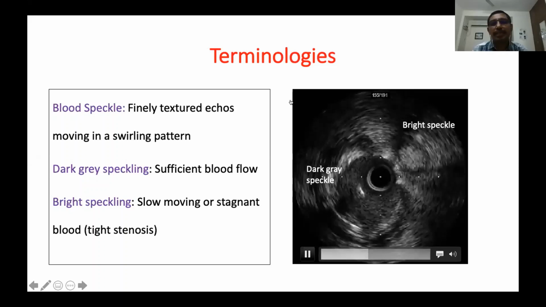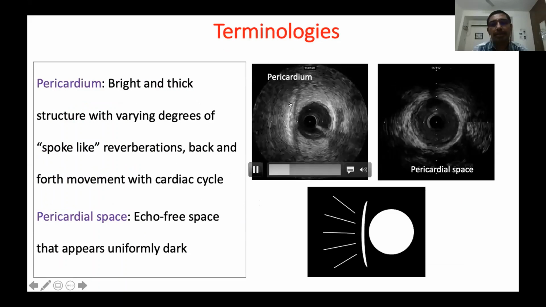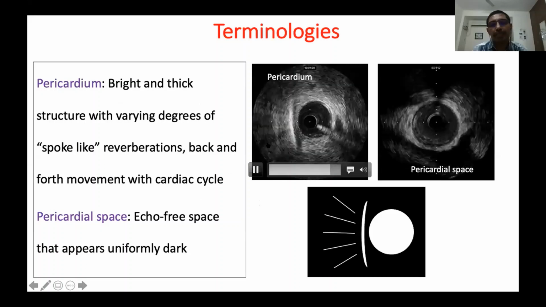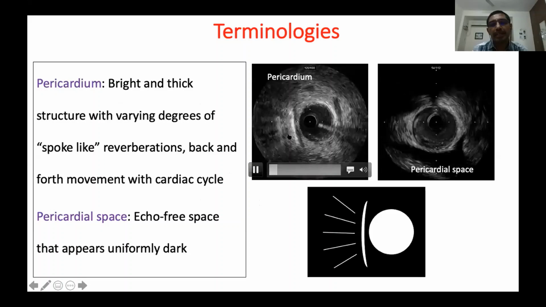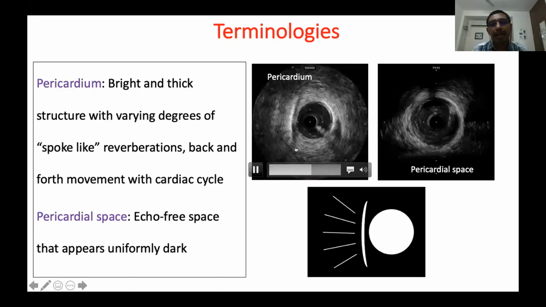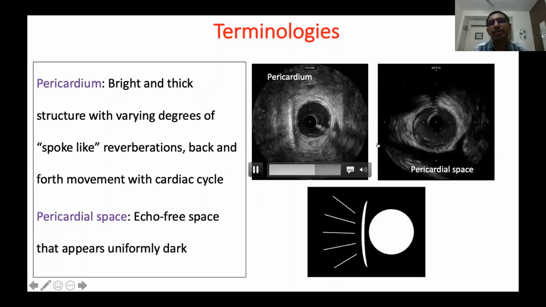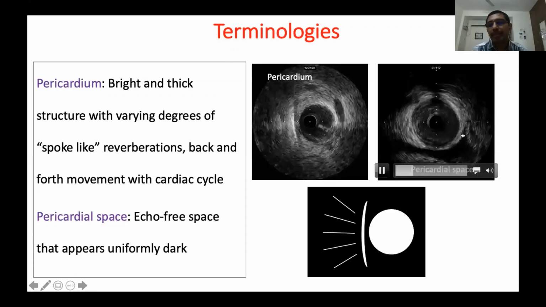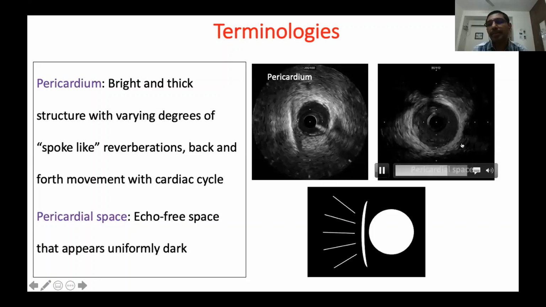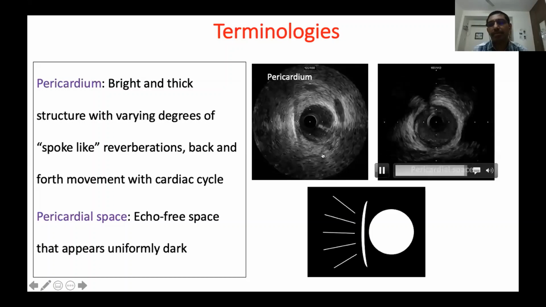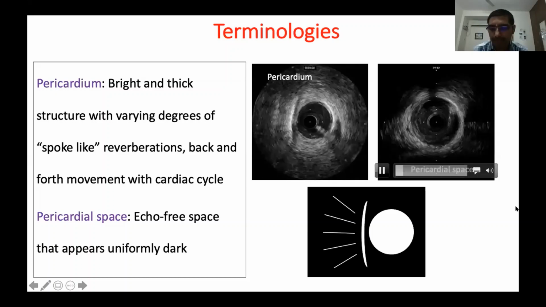The second terminology is pericardium. Here you can see that stripe of tissue which moves to and fro with systole, and it shows the spoke-like reverberations. Dark stripe of tissue, spoke-like reverberations, and back and forth movement with the cardiac cycle is your pericardium. And the echo-free space that appears uniformly dark is the pericardial space. So the pericardial space is an echo-free space around the coronary artery. So this is a typical example of pericardium, and this is a typical example of a pericardial space.